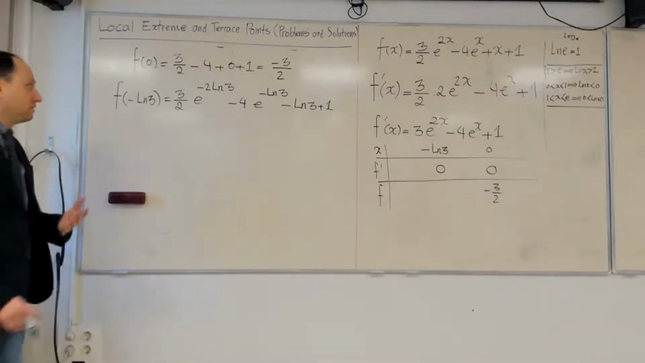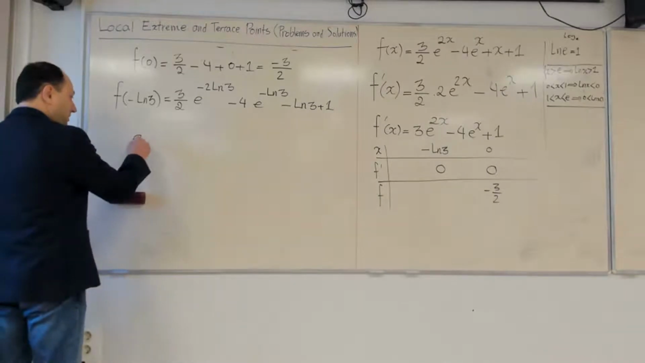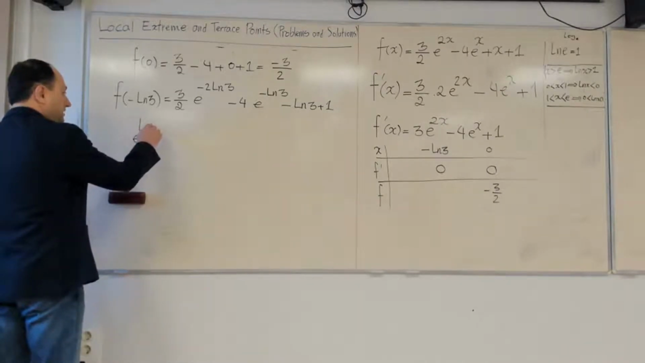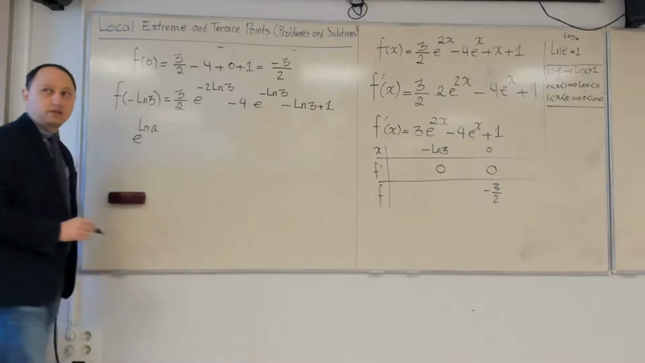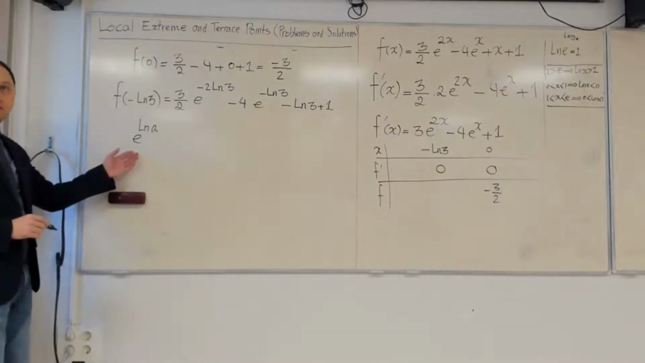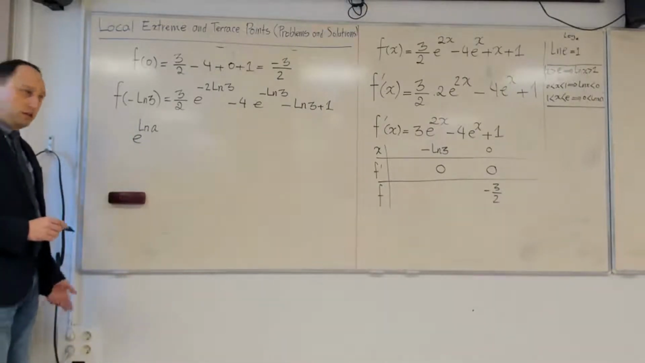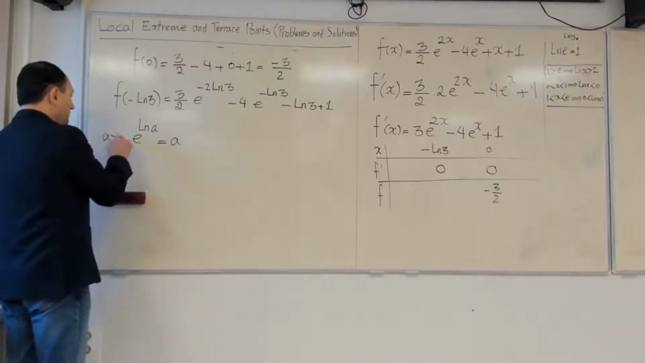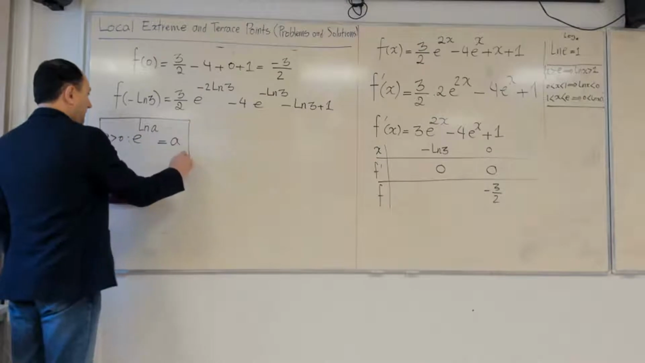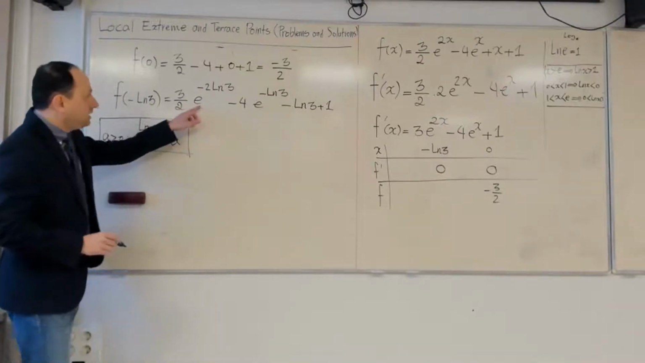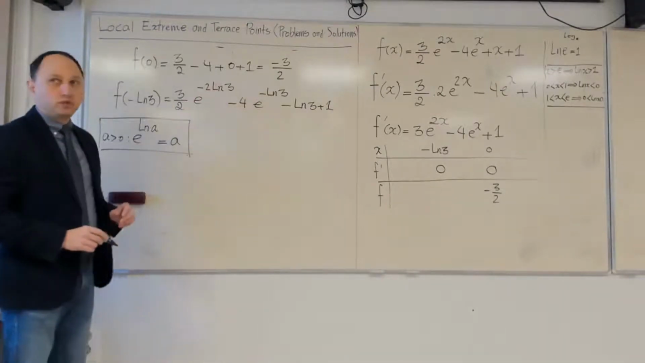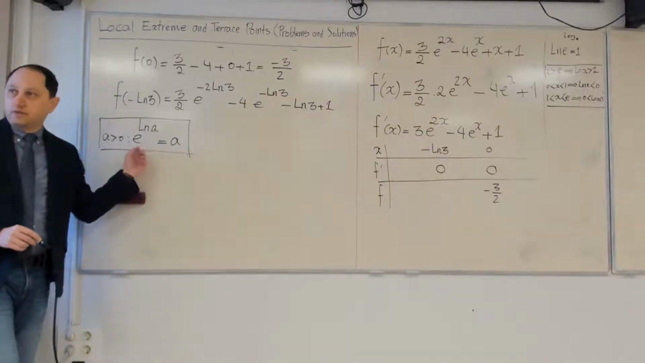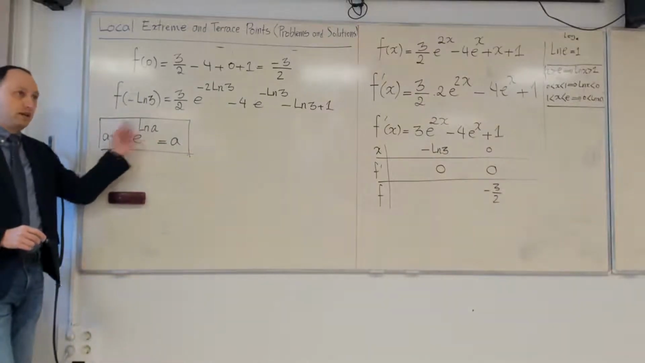I told you there's a famous formula. We discussed this. I don't want to go back and discuss everything. e to the power ln of a is what? A. So this is equal to a. So remember, this is a very important formula. And whenever you have e with some ln exponent, you need to remind yourself of this formula.